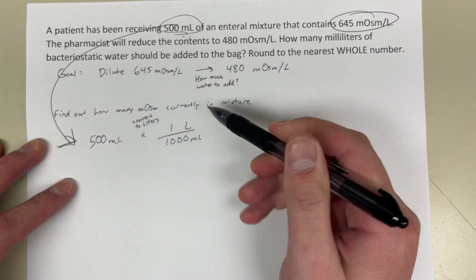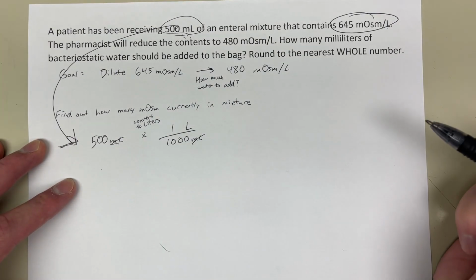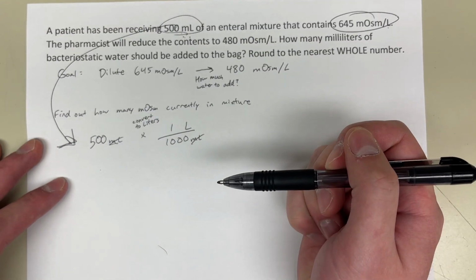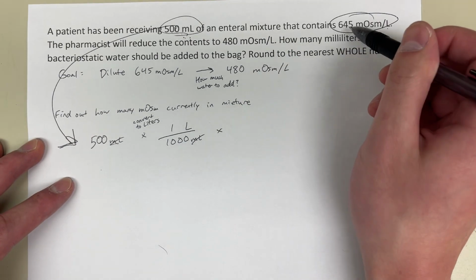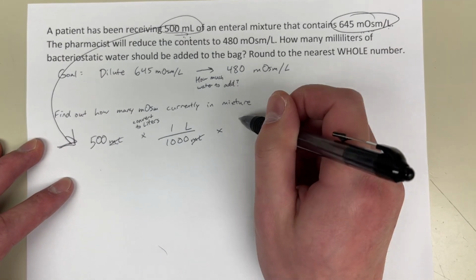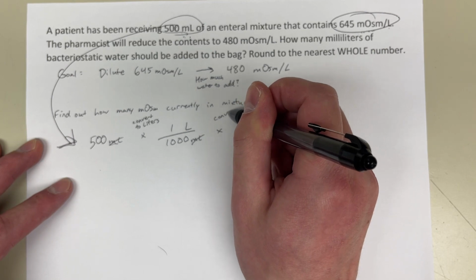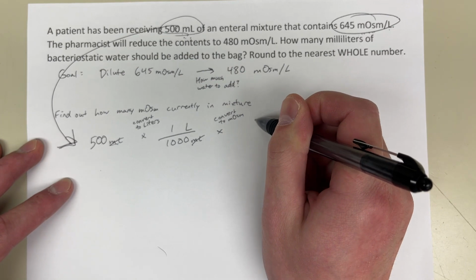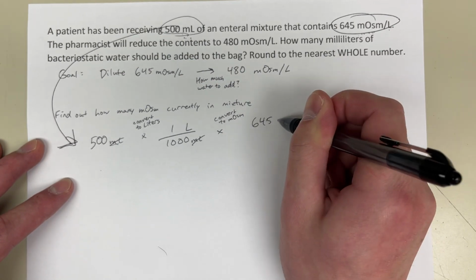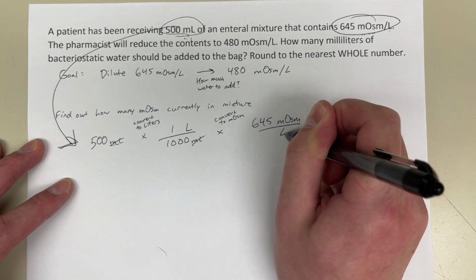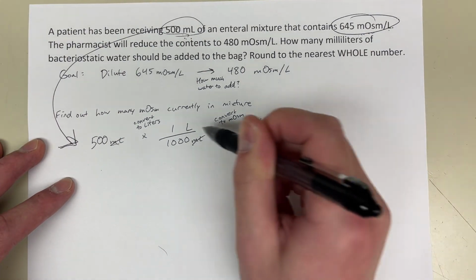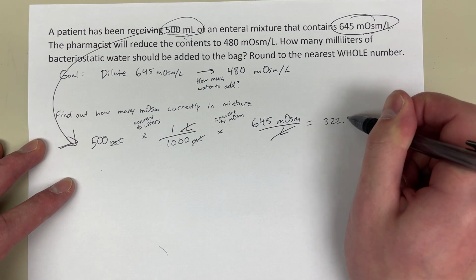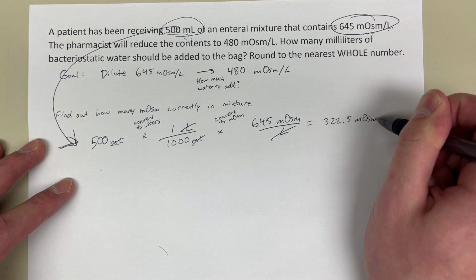Or you could just use dimensional analysis to make milliliters and milliliters cancel out, because for every liter, there's 1,000 milliliters. So next I'm going to convert to milliosmoles using this conversion factor here. So 645 milliosmoles per liter. So liters and liters cancel out. And then once I solve this, I should get 322.5 milliosmoles.